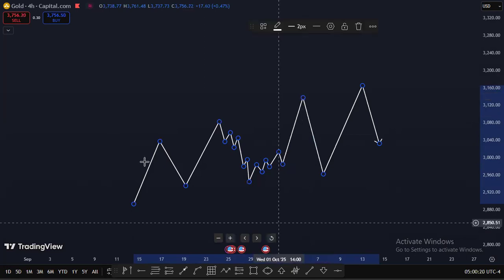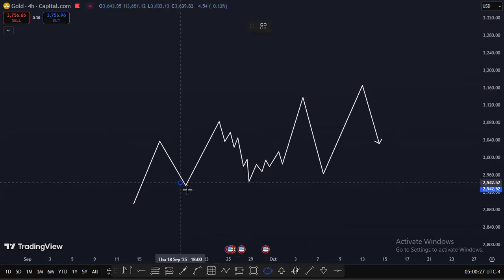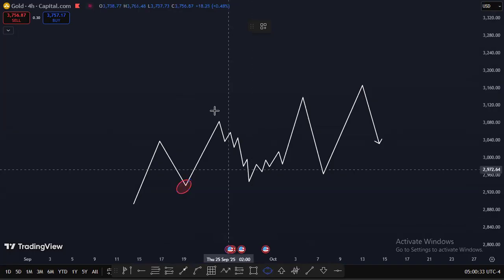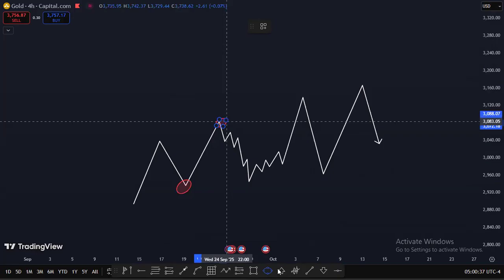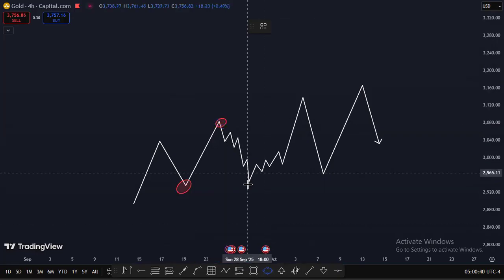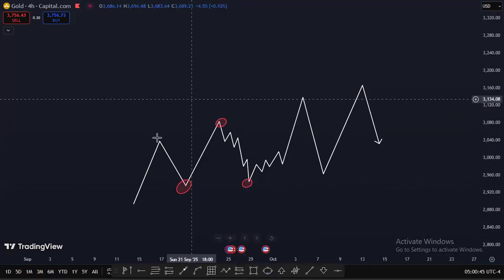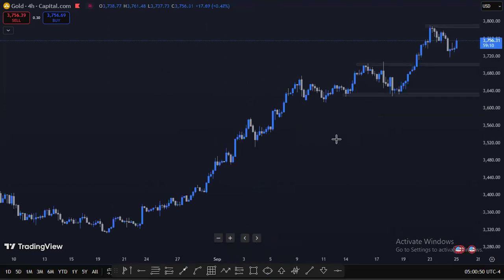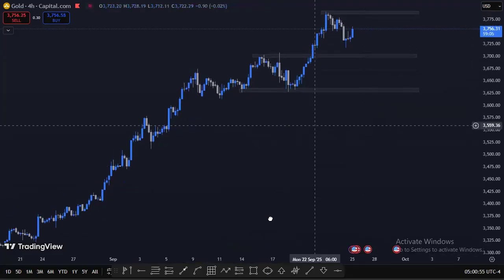So as you can see here, we are in a clear uptrend. And by swing points, I mean where price tends to reverse. Those are swing points. All of these are swing points. Okay, you get the point. So going back to the chart, you mark your support and resistance levels.